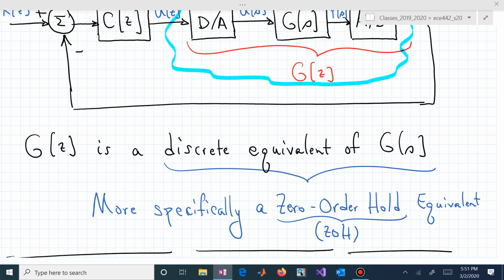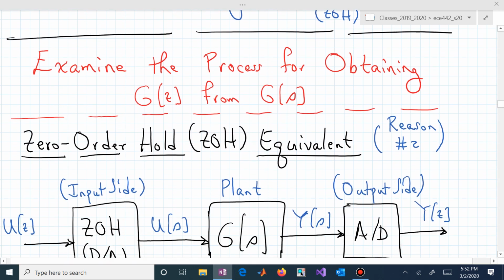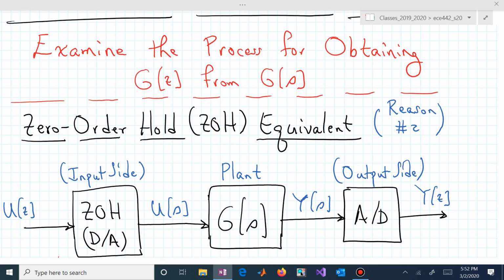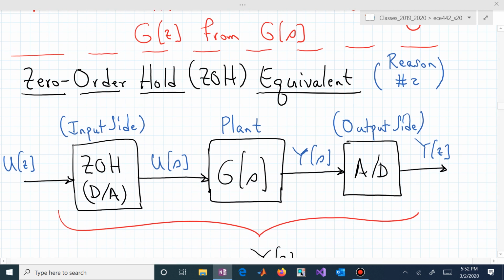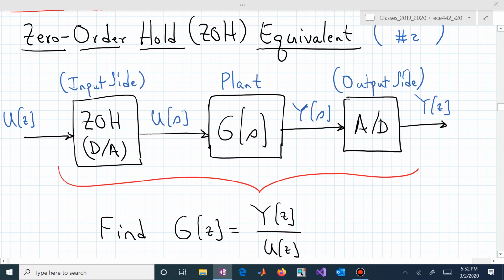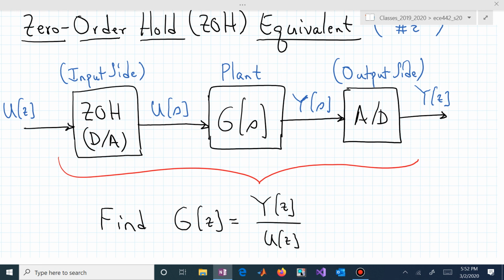What if our plant is an integrator? It just takes a signal and integrates it. What happens if we now put an integrator in for G of S? What does its discrete equivalent look like? That's what we want to look at now. Let's examine the process for obtaining G of Z from G of S, and in particular, it's this zero order hold equivalent, or reason number 2. We want to find capital G of Z, which is really this ratio of the Z transform of the output over the Z transform of the input.